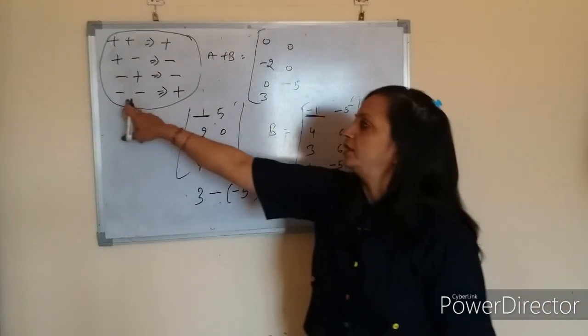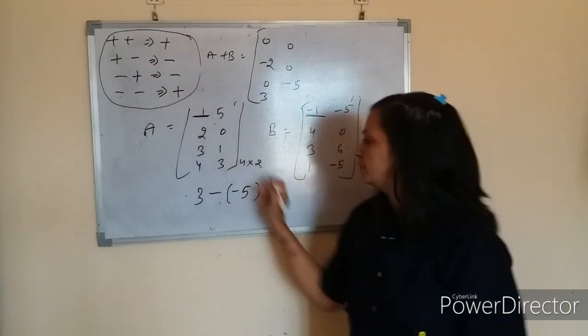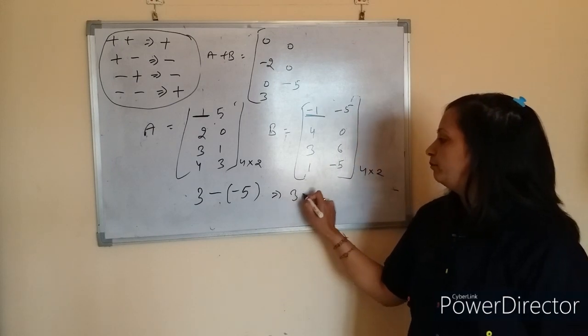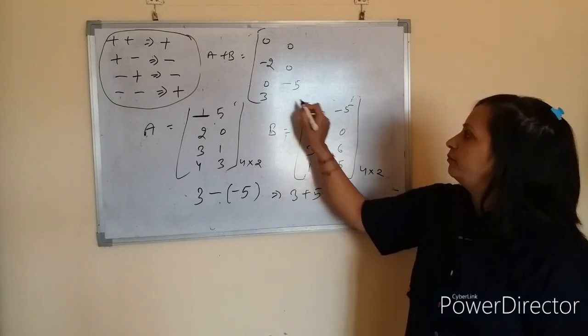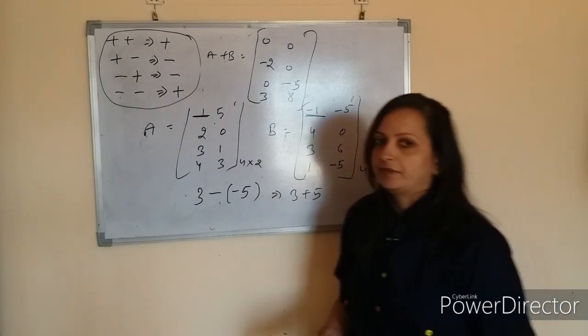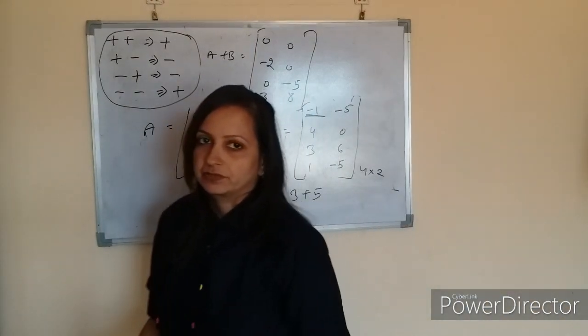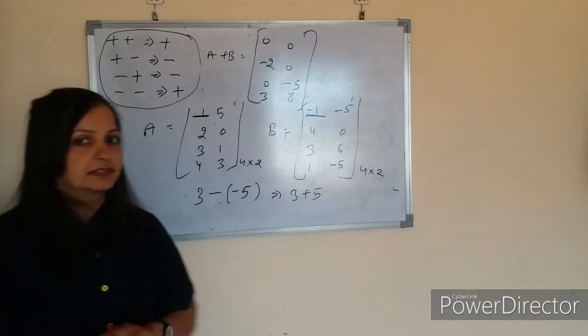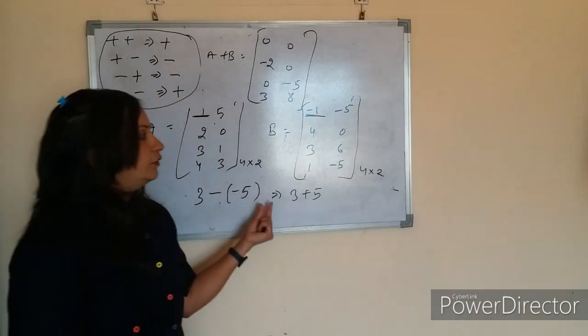You can check it like this. Again, if you are confused, what is minus minus? This is plus. So what am I getting? 3 plus 5, and 3 plus 5 is equal to 8. So this will be my final answer for matrix addition.